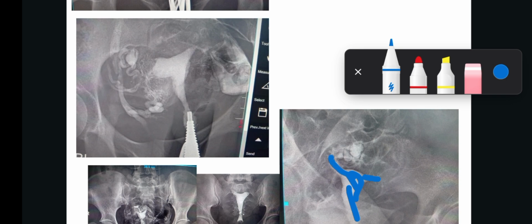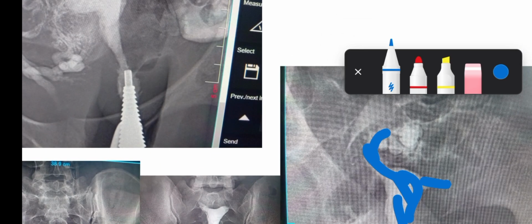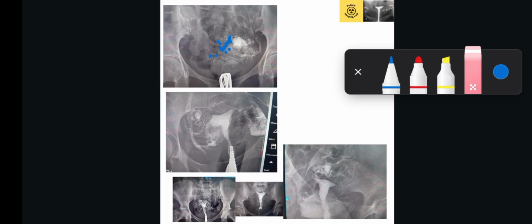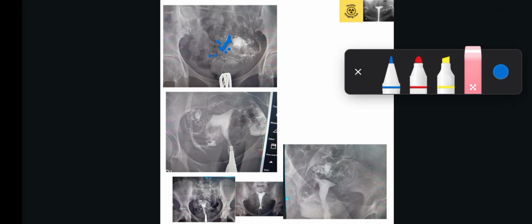But this other one we can see the tube, but there seems to be loculation of the contrast. It is not free flowing. This could be a case of adhesion, which could be caused by infection. So these are the common appearances we see during HSG procedures, and that is how we arrive at the diagnosis.